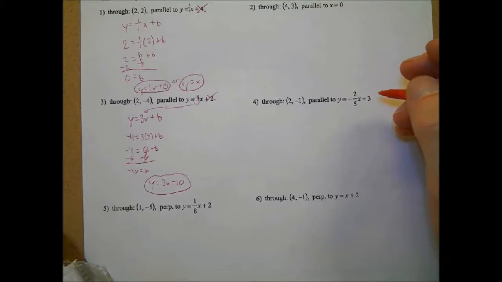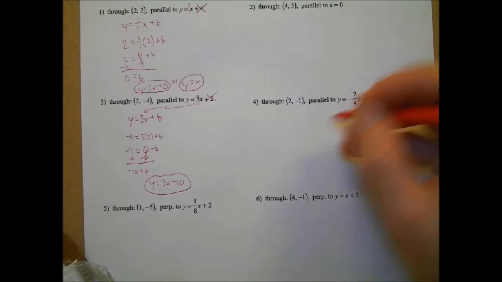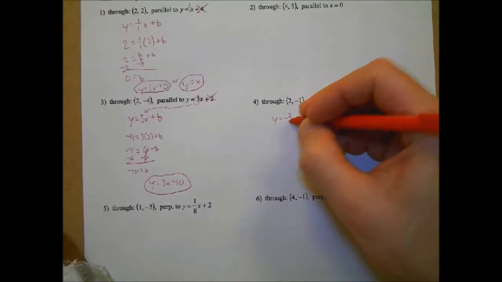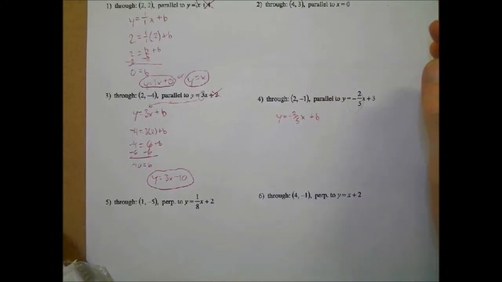Two-fifths, yeah, exactly right. Or sorry, it's negative 2/5, isn't it? I can't read. Negative 2/5. So y equals negative 2/5 x plus b. Great job, Catherine. All right, and let's go to then Tyler L.